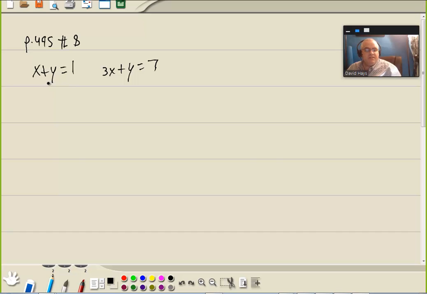Now, in order to plug these in your calculator, you have to have them solve for y. So first thing I'll do here is take this x, move it to the right side, and I'll take this 3x and move it to the right side. So we're going to get y is equal to negative x plus 1, and we'll have y is equal to negative 3x plus 7. Now we're going to graph these.